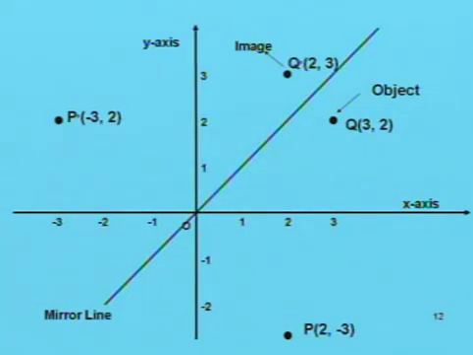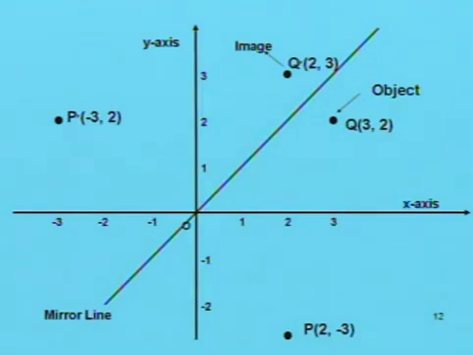Let's look at the mirror line y equals x. Now we are going to reflect two points. The points we would be reflecting are Q and P. Notice where Q is. Q is in the first quadrant and P is in the fourth quadrant. The point Q is (3, 2). The point P is (2, -3).